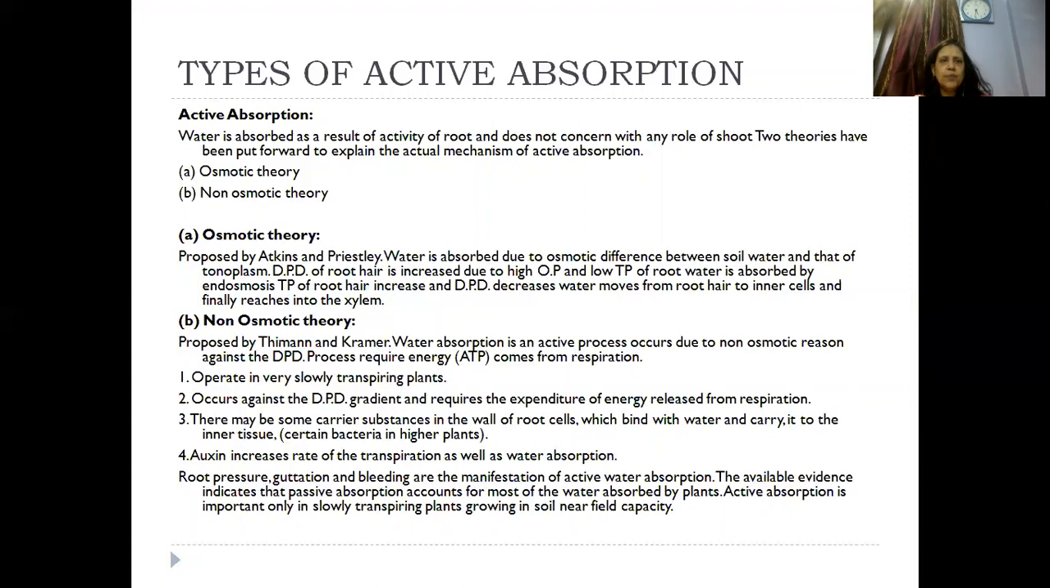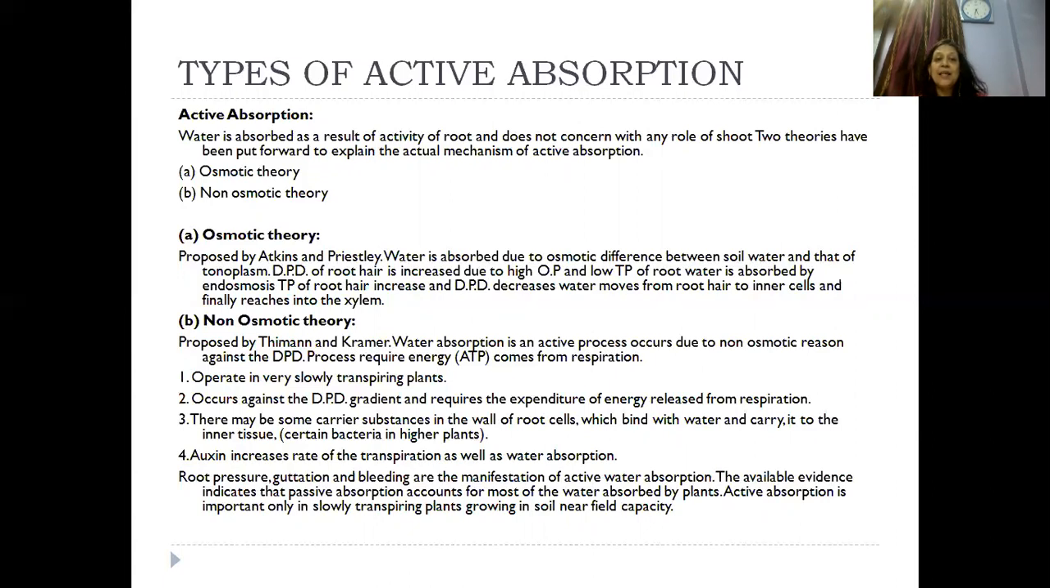This was proposed by Thimann and Kramer. What does it say? Water absorption is an active process, occurs due to non-osmotic reasons against the DPD. It means it works against the diffusion pressure deficit. So it requires ATP that comes from respiration, as we know. Okay. What happens here? It operates very slowly, yes, in transpiring plants. It occurs against the DPD gradient and requires expenditure of energy released from respiration.